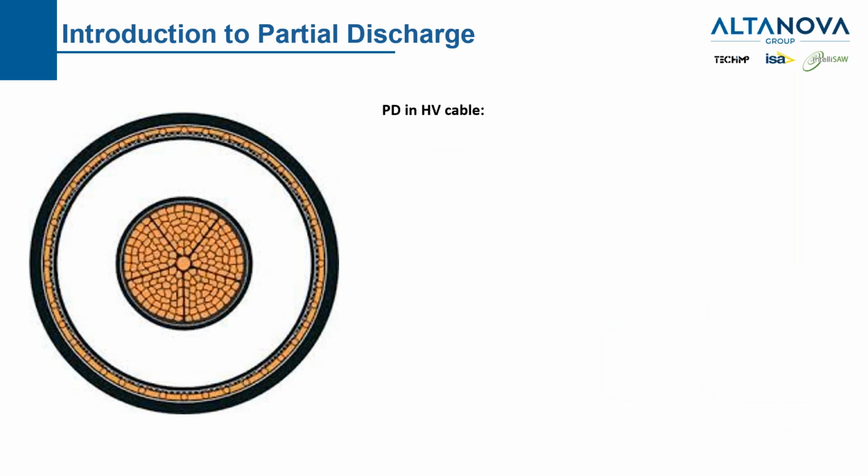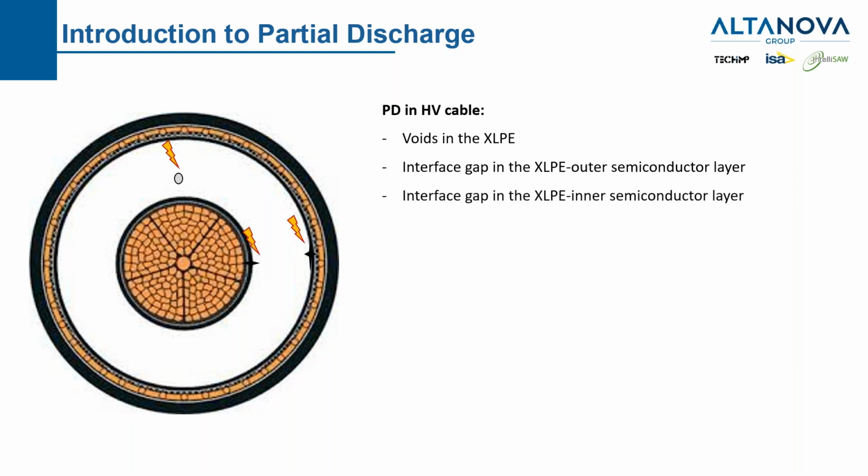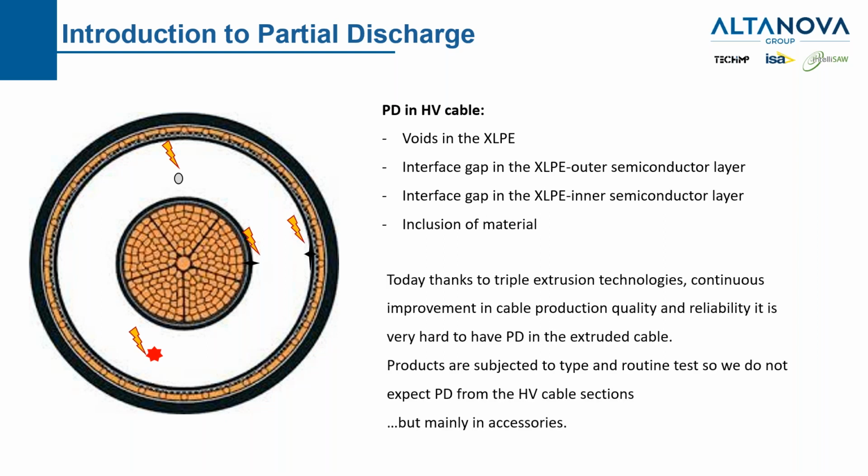Now let's see a small introduction about where we can have a partial discharge in high voltage cables. Here we have a cross section of a 400 kV cable. We can have a void in the XLPE insulation, or interface gaps between XLPE and the outer semiconductor layer, gaps between the XLPE and the inner semiconductor layer, or we can have inclusion of external materials. So this is where we can have a partial discharge in the cable.